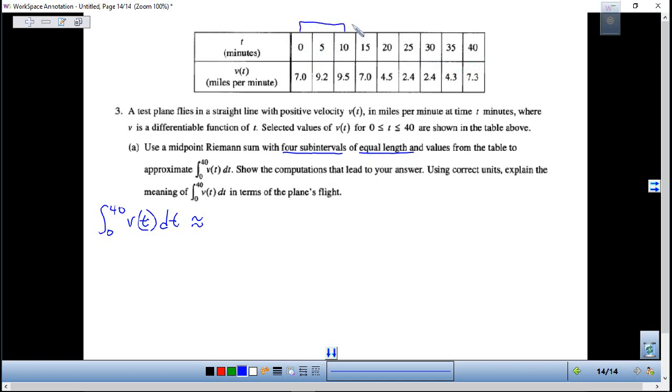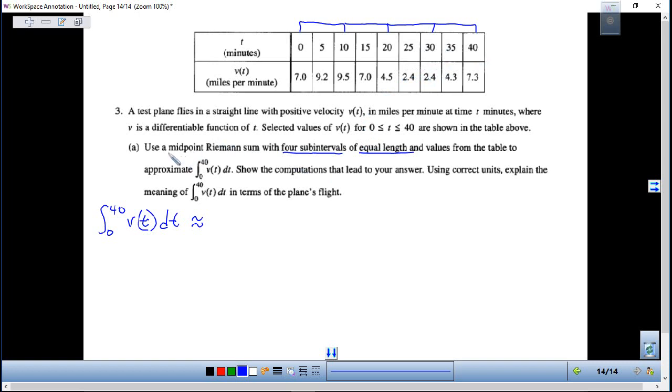We're going from there to there, from there to there, from there to there, and from there to there. So 0 to 10 is our first subinterval. 10 to 20 is our second subinterval. 20 to 30 is our third, and 30 to 40 is our fourth.